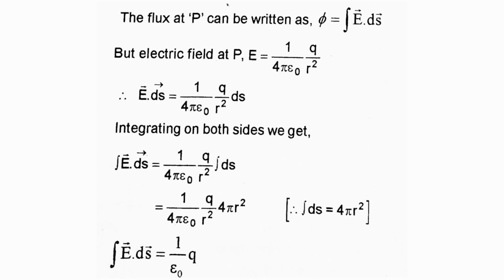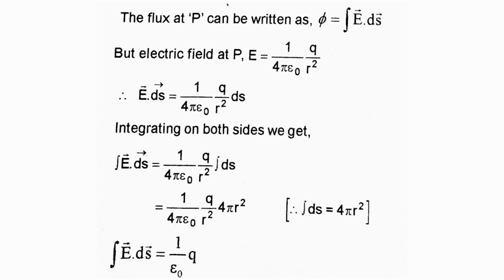Here E is the electric field at P. So first of all we have to find the electric field at P. What will be the electric field at P? That will be 1 by 4 pi epsilon 0 q by r square. We can substitute that here. So how can we find flux? E into ds is equal to, instead of E, we substitute the value 1 by 4 pi epsilon 0 q by r square into ds.